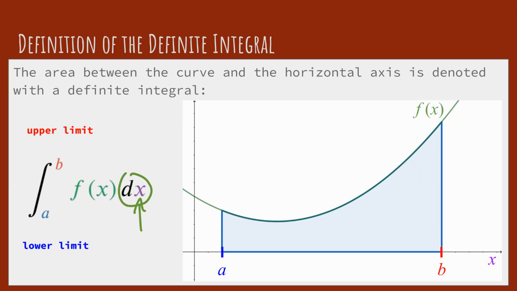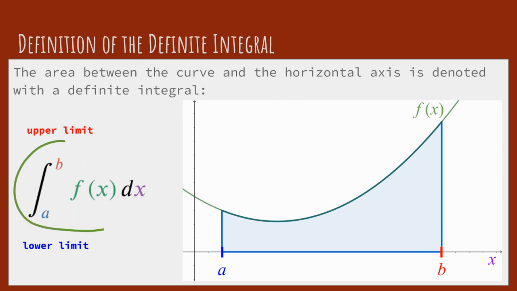This differential right here, we've seen differentials in differential calculus. That differential tells us which axis we're taking the area between, so between that and the function. And then this is the function right here. This symbol right here is called the integral symbol. It's an elongated S, S standing for sum. If you take an S and you just stretch it out, we get the integral symbol.